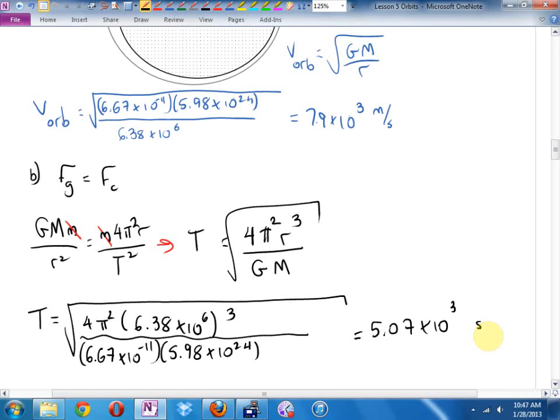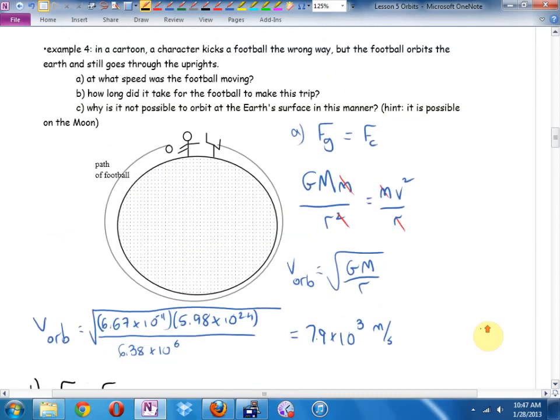Because of this. Hey, don't turn the page yet. C. I wrote, this is all theoretical. Why is it not possible to orbit the Earth's surface in this manner, but it's perfectly possible on the moon?